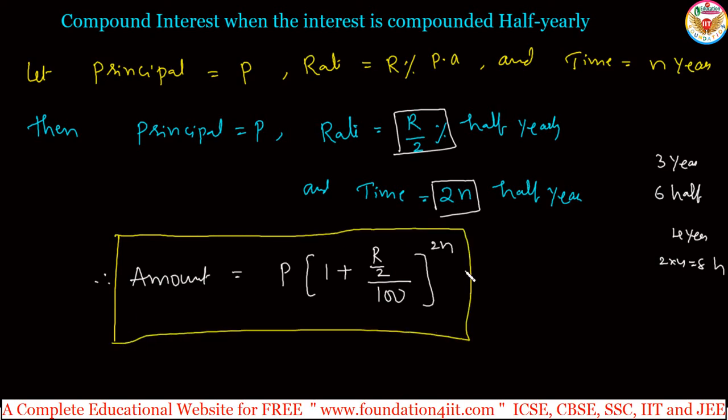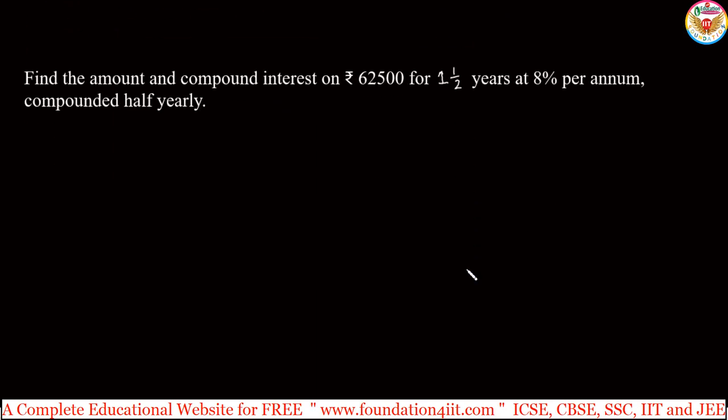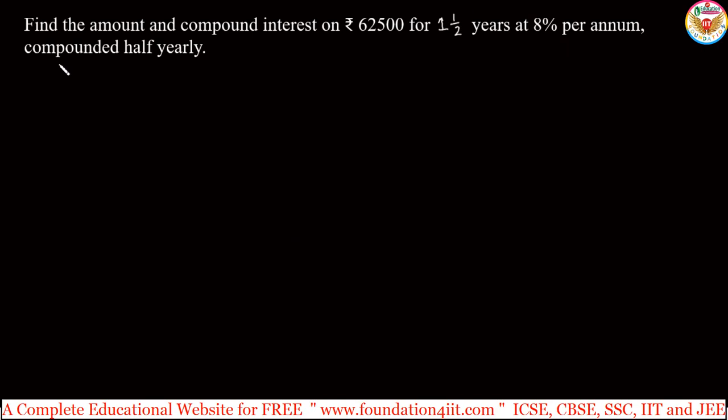Okay, let me show you one problem based on this. Let us see how to calculate. Here is the question: find the amount and compound interest on 62,500 for 1.5 years. The first given data: P is equals to 62,500 and R, the rate of interest, is 8% per annum, which does not change. And n is equals to 1.5 years.